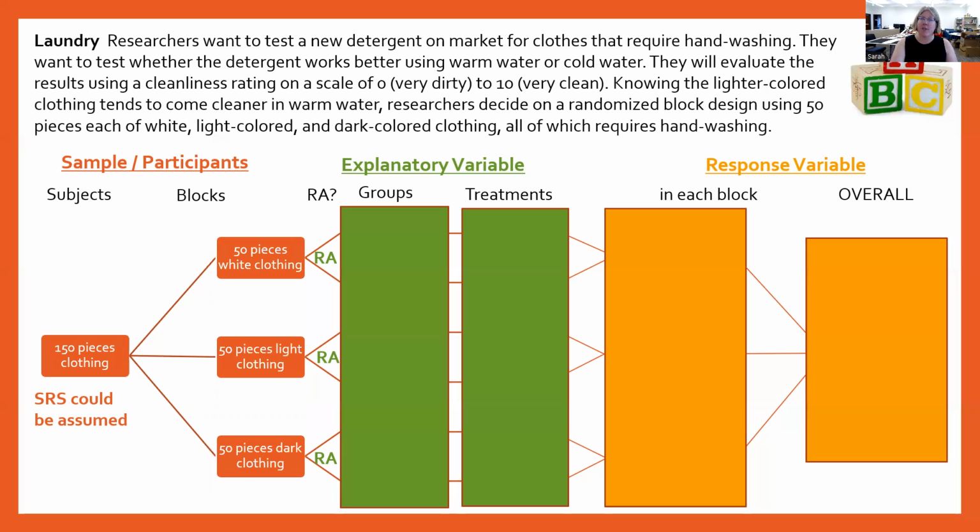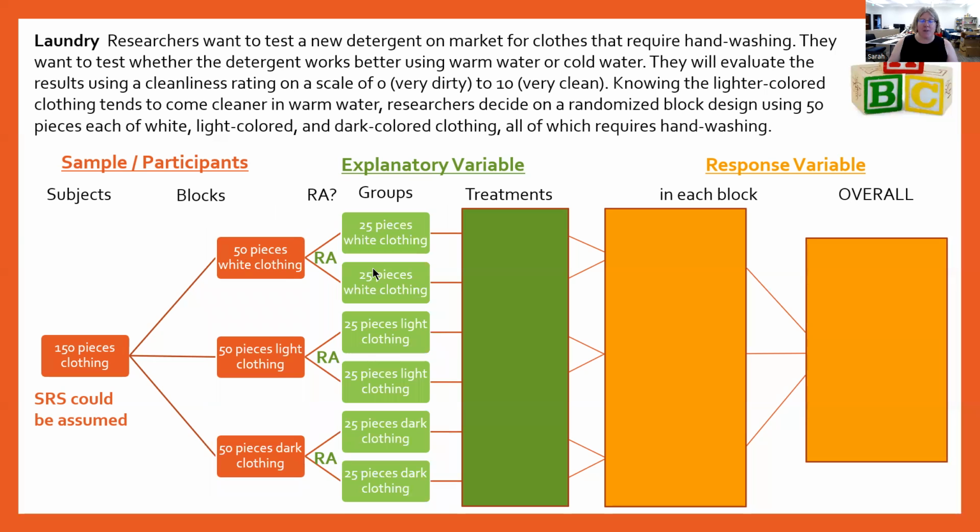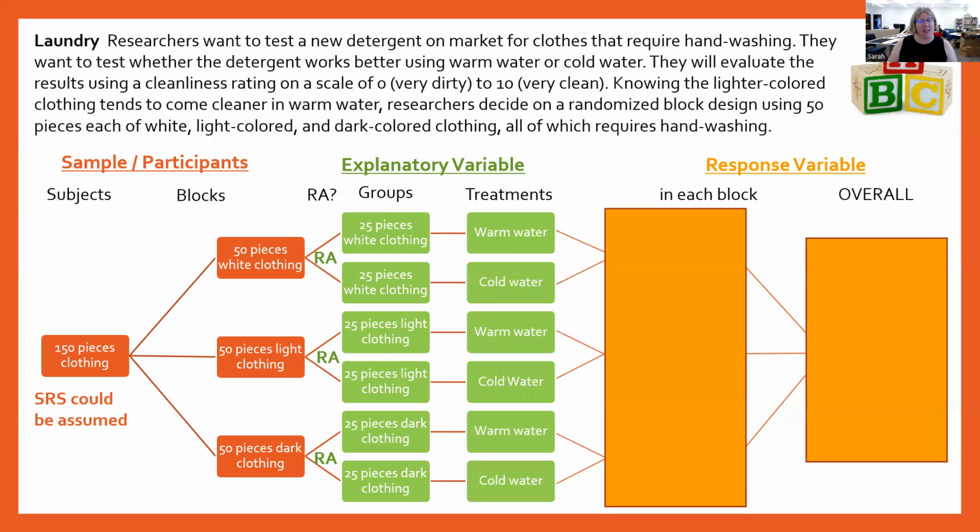So my factor is going to be the water. The levels are either cold or warm. So that gives me 2 treatments total. So I'll need to take each of these blocks and split them into 2 groups, and I'm going to randomly assign them. So I'll have 2 groups of 25 for the white, 2 groups of 25 for the light, and 2 groups of 25 for the dark. And then for each block, I'm going to assign it to either warm or cold. So the white, I'll have 1 group warm and 1 group cold. For the light, I'll have 1 group warm and 1 group cold, and same for the dark, 1 group warm and 1 group cold.